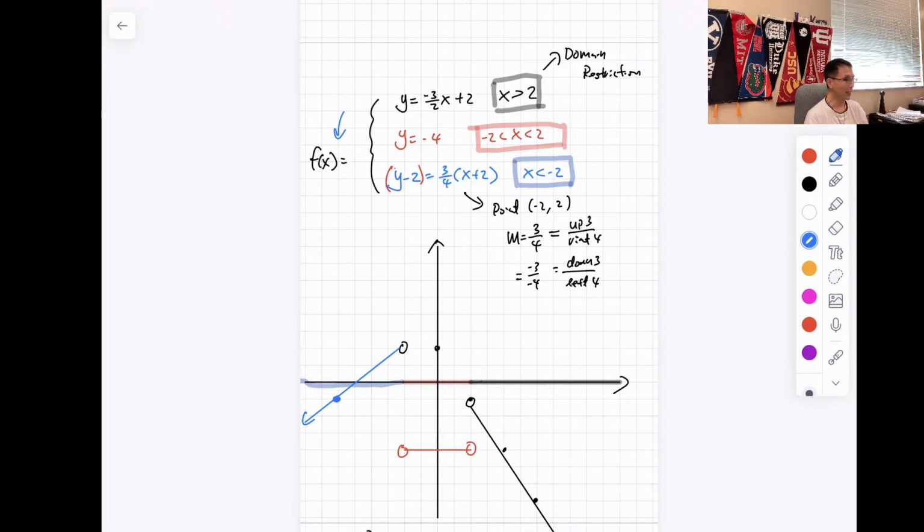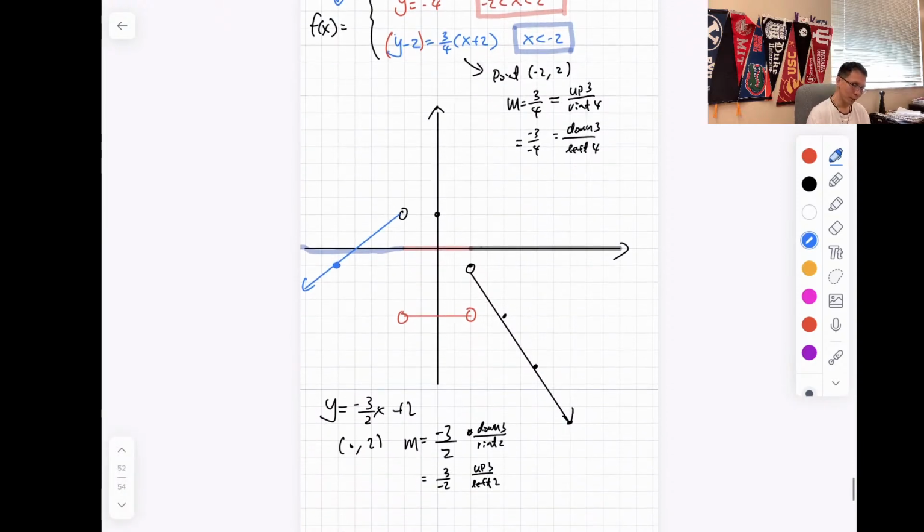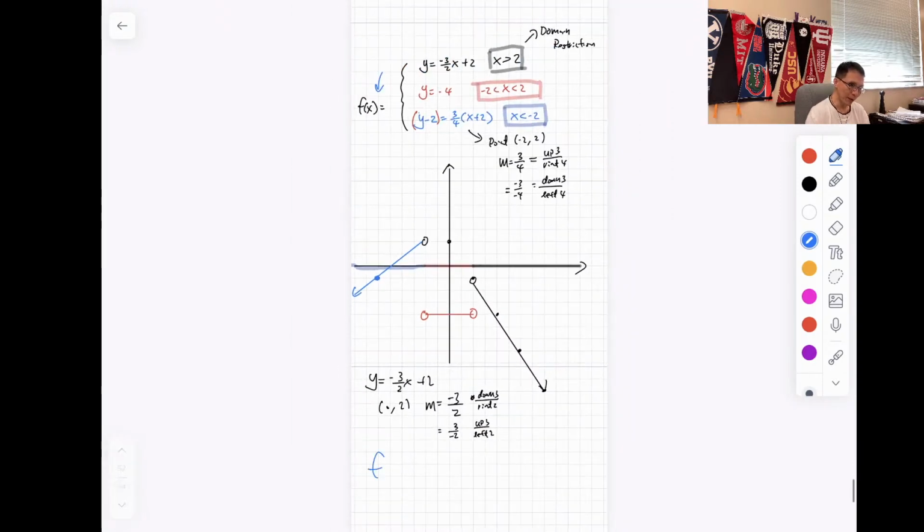Well, what can I ask for other questions? I can also ask you, what is f of 4? What's f of 4 mean? That means input is 4. What will be the output? Do you guys know what's the output here if x is equal to 4? I don't know. You gotta tell me which one. When x is equal to 4, what is the y value?